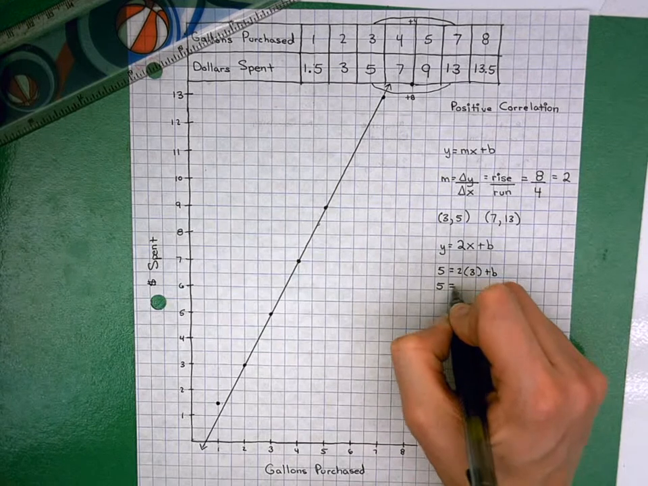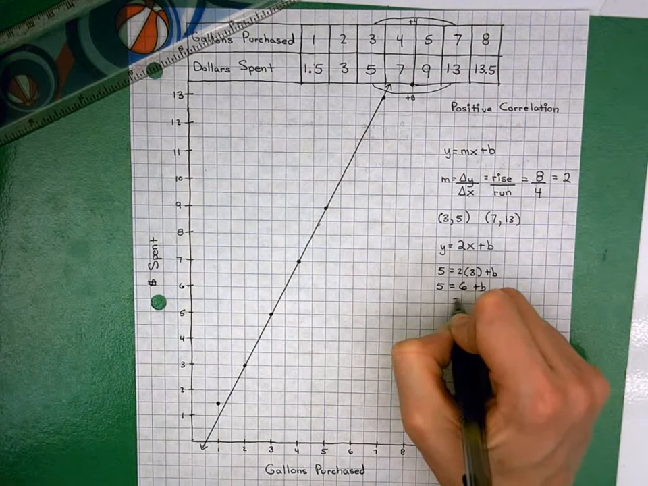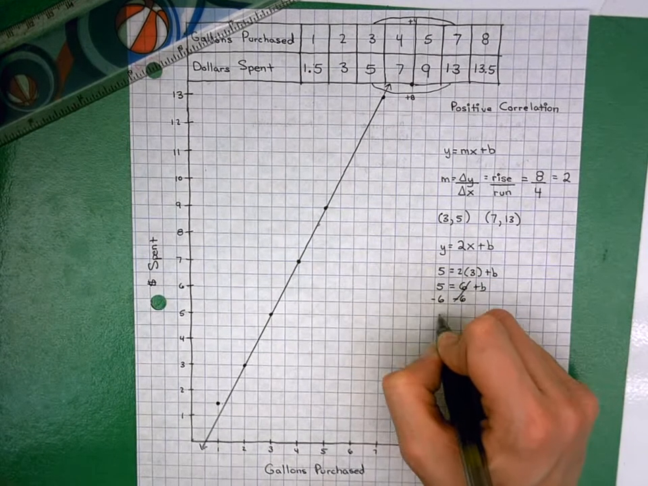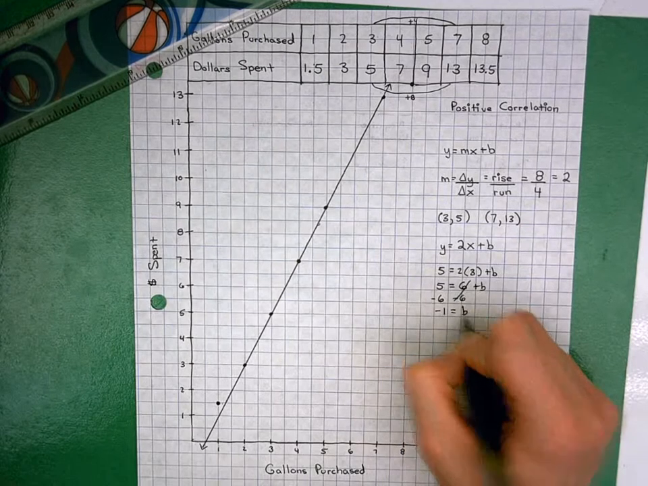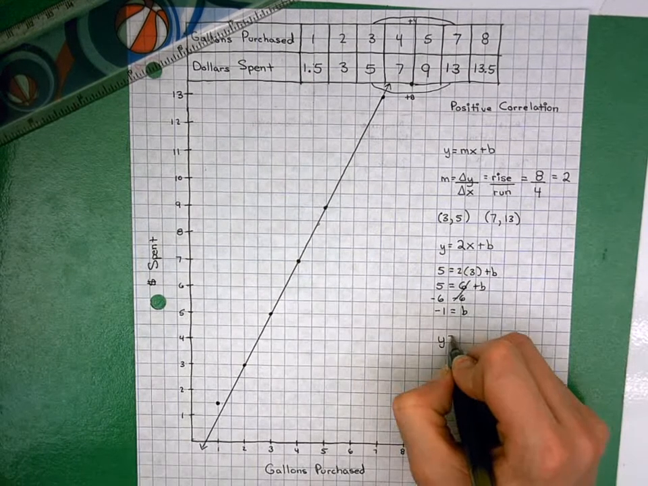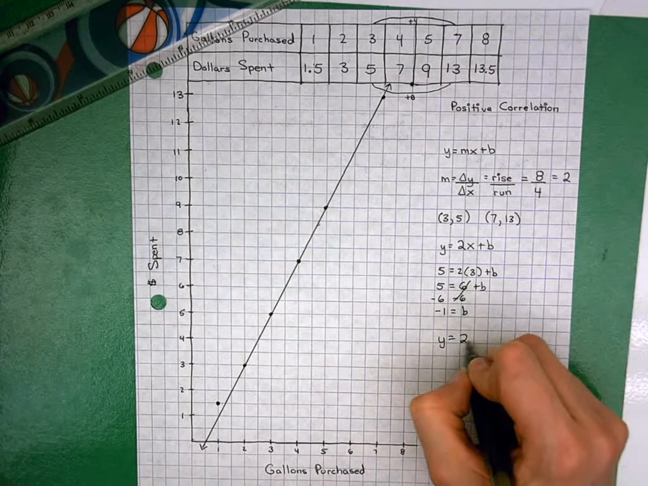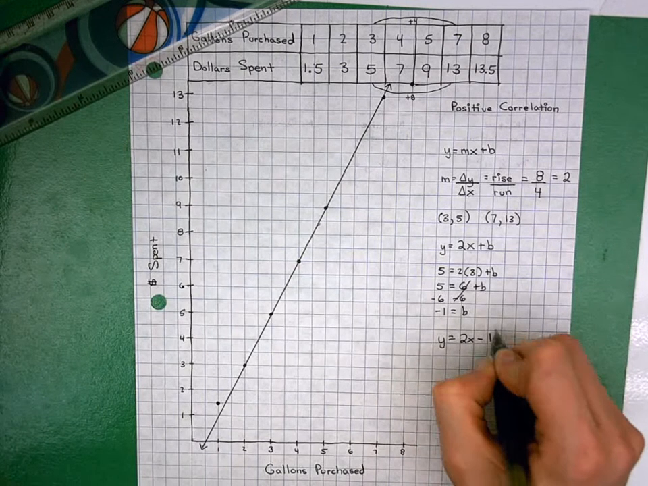So 2 times 3 is 6. Subtract the 6 over, and we get b equals -1. And so my final equation, y equals, my m was 2, and my b is -1.